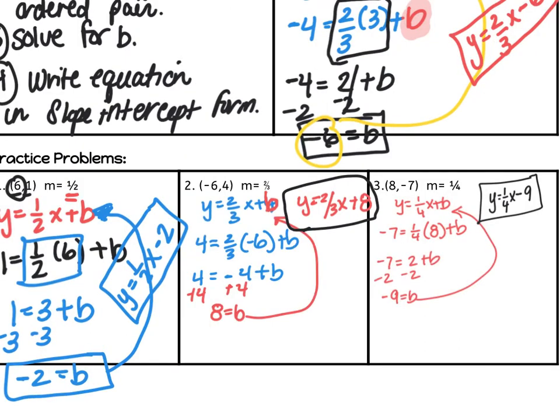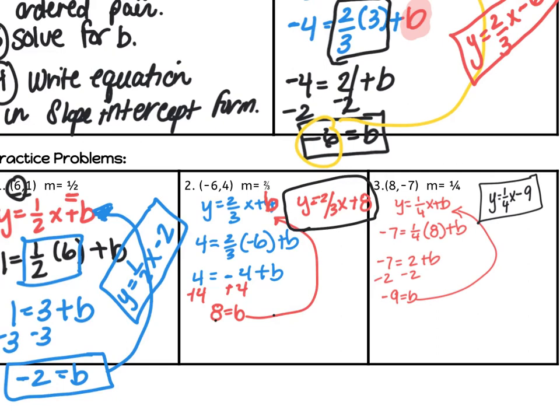Okay, you should be done with the front of your notes at this point. Hopefully you went back through and showed your work. If you notice on the second example, I plugged in the -6 for x, the 4 for y, and then I solved and I got that my y-intercept was 8. Be paying attention to your negatives. That's always important. When I rewrote my equation, I should have y equals 2/3 x plus 8.